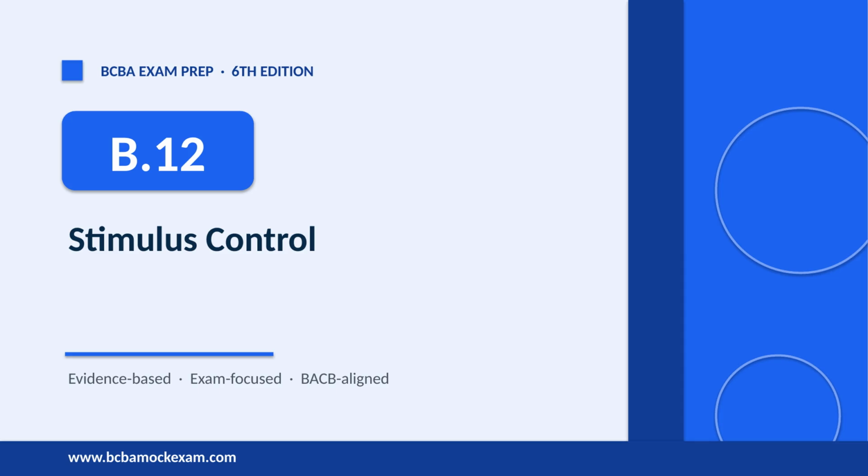Welcome to stimulus control, one of the most frequently tested concepts on your BCBA exam. Stimulus control occurs when a behavior is more likely to occur in the presence of a specific antecedent stimulus because that stimulus has a history of signaling reinforcement.